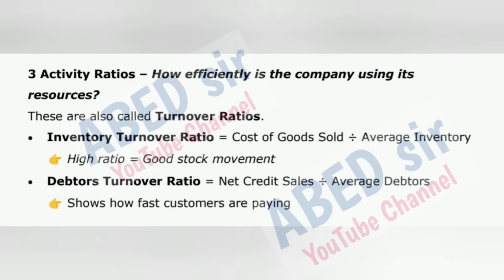3. Activity ratios. How efficiently is the company using its resources? These are also called turnover ratios. Inventory turnover ratio is equal to cost of goods sold divided by average inventory. High ratio is equal to good stock movement. Debtors turnover ratio is equal to net credit sales divided by average debtors. It shows how fast customers are paying.